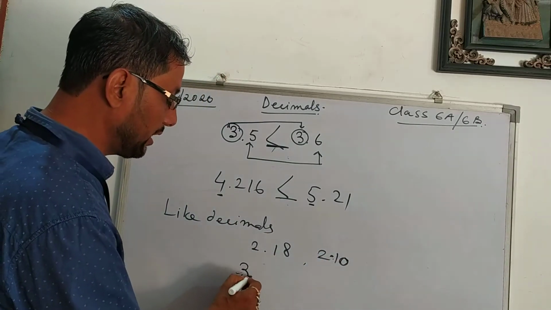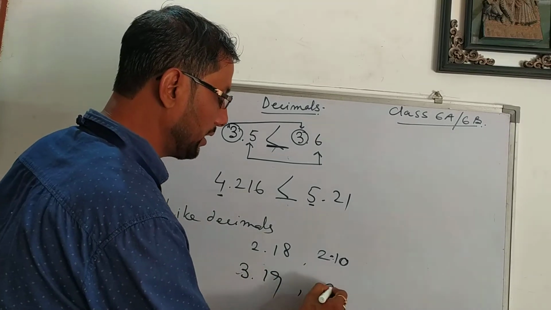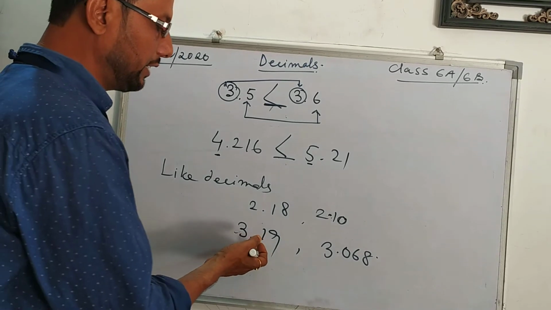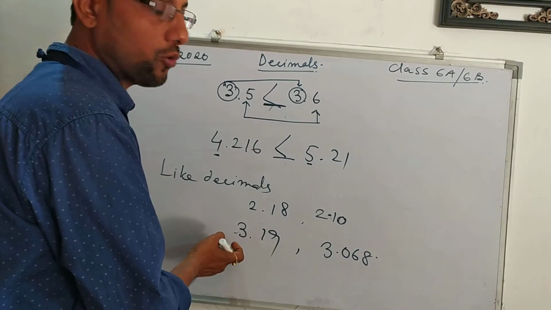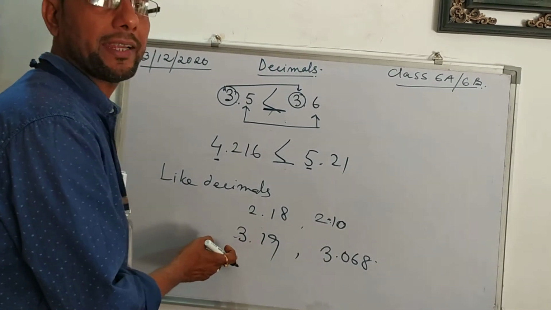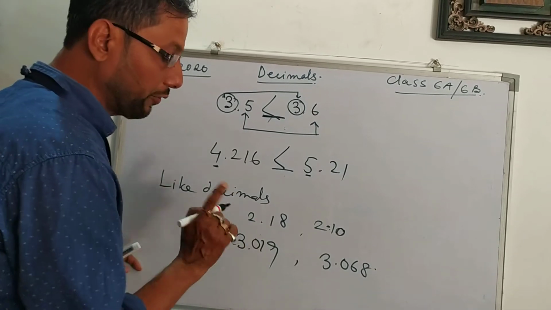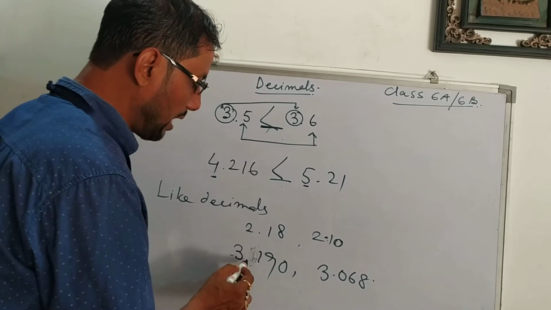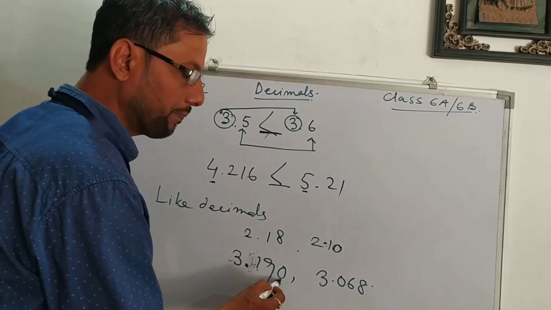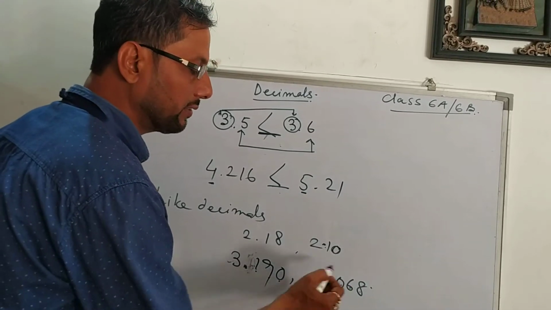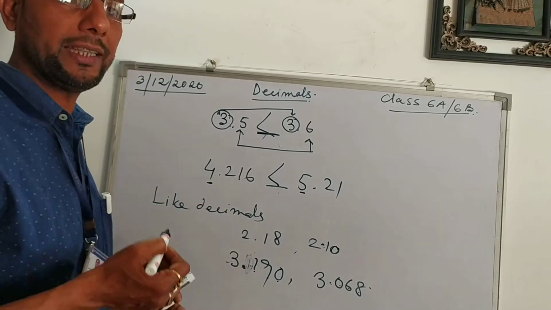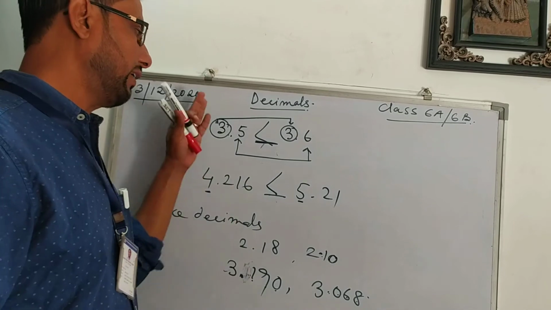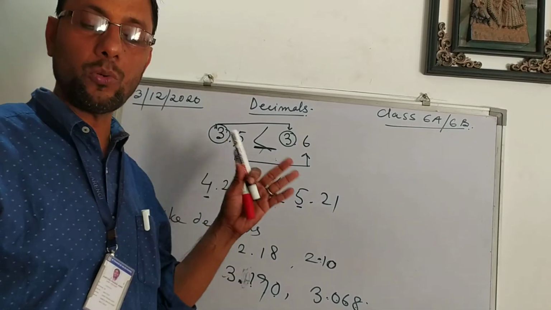Suppose it is 3.19 and 3.068. These two decimals are unlike. So what will I do to make it like? I cannot put 0 over here. You cannot put it there, this is wrong. So I will put 0 over here. So after the decimal I can find 3 digits, and here also after the decimal I will find 3 digits. That you have to count, student. In this way we convert an unlike decimal into a like decimal, and we have learned how to compare two decimals.